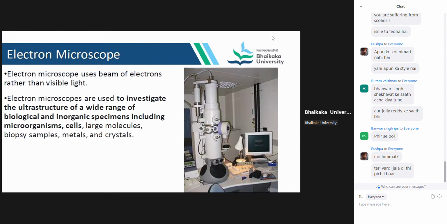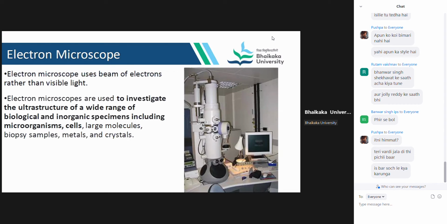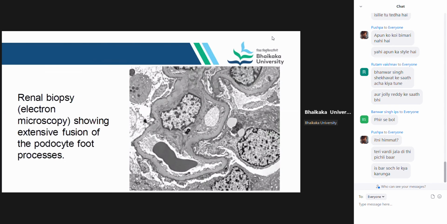In biopsy, there are three types where it is mainly used: renal biopsy, lung biopsy, and skin biopsies. In renal biopsy with electron microscopy, we can see extensive fusion of the podocyte foot processes.